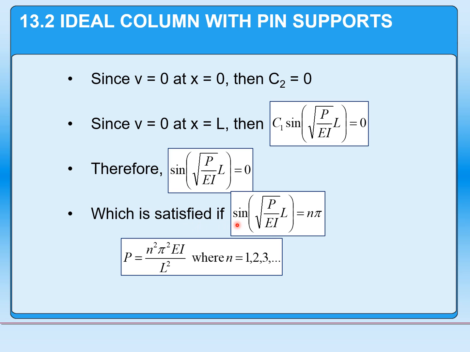And we know to satisfy this equation, the sine is going to be equal to 0 any time that we have n times pi. So in the 0 case, n is equal to 1, n is equal to 2, n is equal to 3. All of those will give us the sine of that value equal to 0. Now, to get that, we know that our P must then be equal to n squared pi squared times EI divided by L squared, where n is equal to 1, 2, 3.